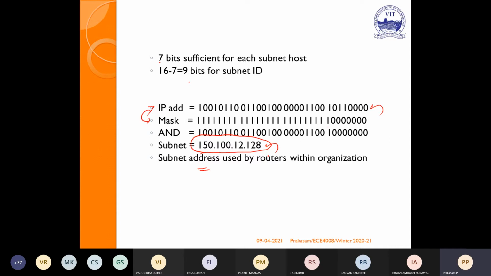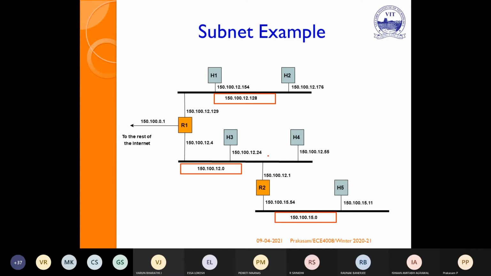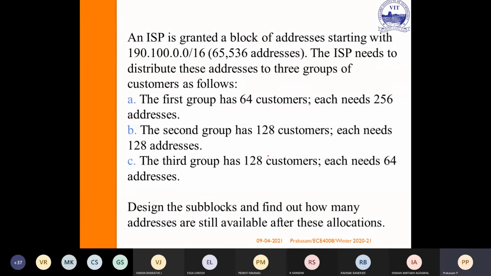So shall we move to one more problem? This is a different problem, with different groups. For each and every group, they are restricting the number of subnets and the number of customers. An ISP, that is an Internet Service Provider, is granted a block of addresses starting with this starting address.